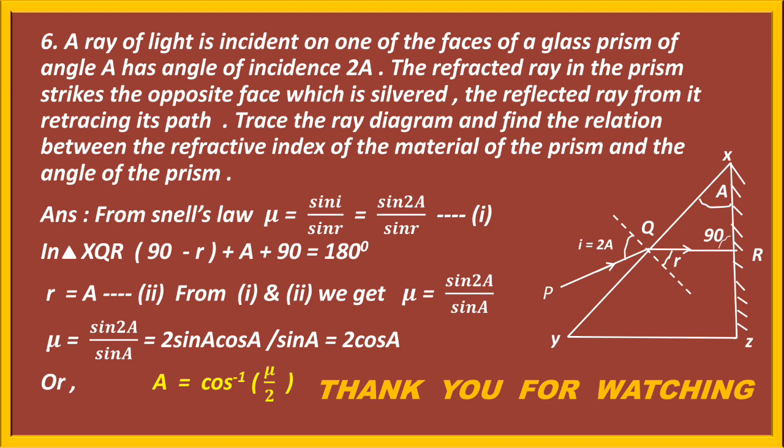equation number 1. Now in triangle XQR, we can write 90 minus r plus a plus 90 equal to 180. So here r equal to a. So this is equation 2. From 1 and 2 we get mu equal to sin 2a by sin a, which is equal to 2 sin a cos a by sin a, equal to 2 cos a. So a equal to cos inverse mu by 2.